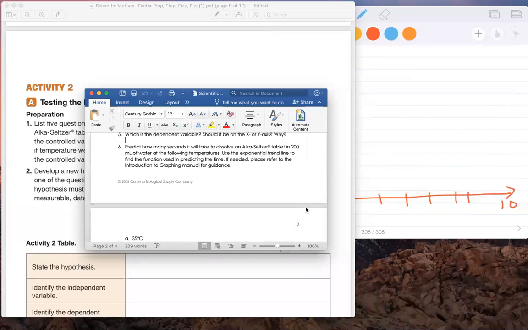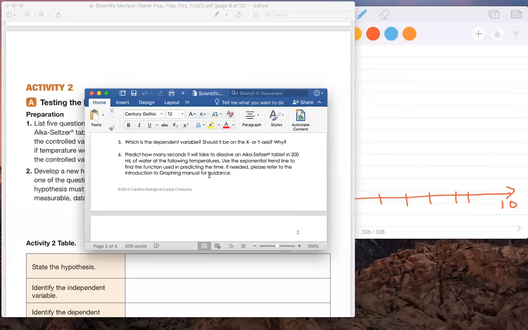What I wanted to point out is predicting how many seconds it will take to dissolve an antacid tablet in 200 ml of water at the following temperatures using the exponential trend line. In the previous carving analysis experiment, you added a trend line, right? Everybody knows how to add a trend line. y = mx + b, where m is the slope of the line.